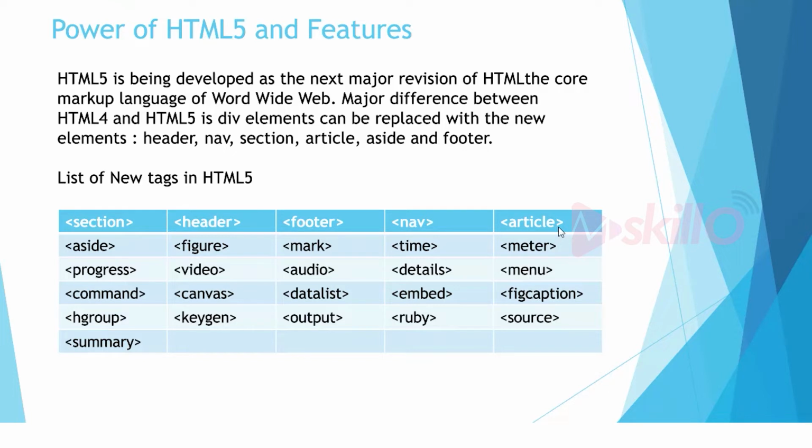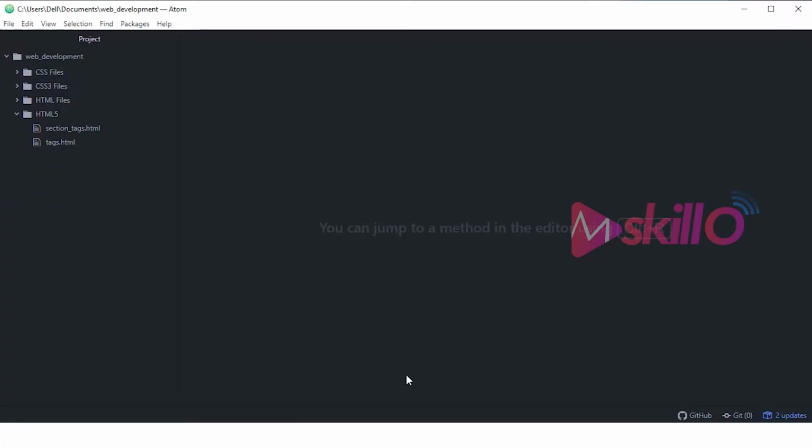So we'll hop to the Atom text editor and check out the next example of how we can write the phrasing content, interactive content, embedded content. All of these contents that I am showing as an example consist of these HTML5 tags only. So let's hop to the Atom text editor and check out the example for the same.